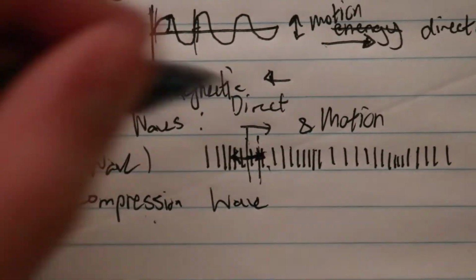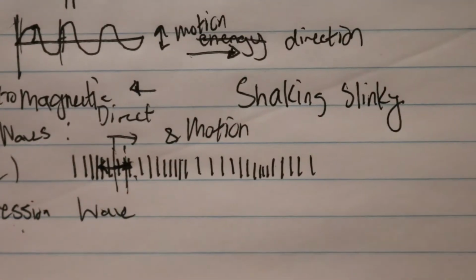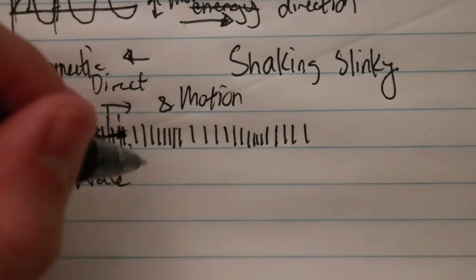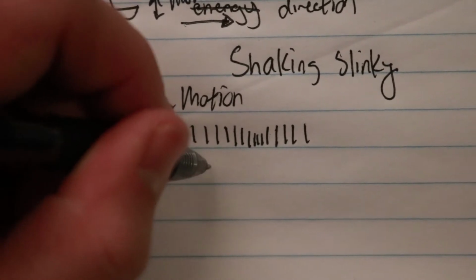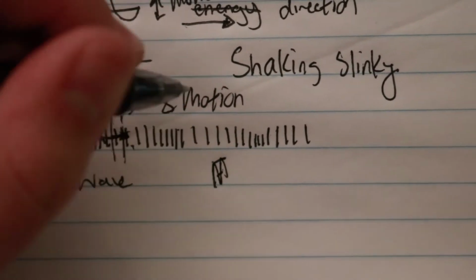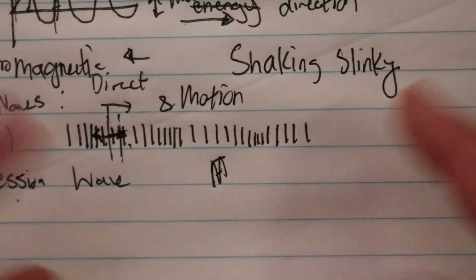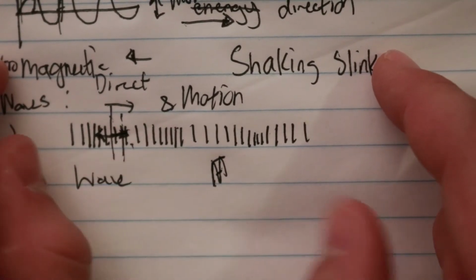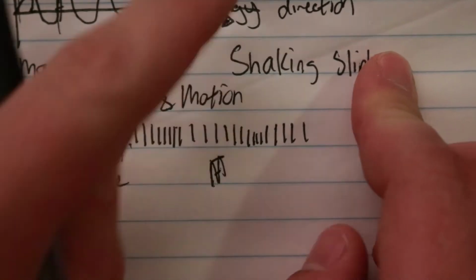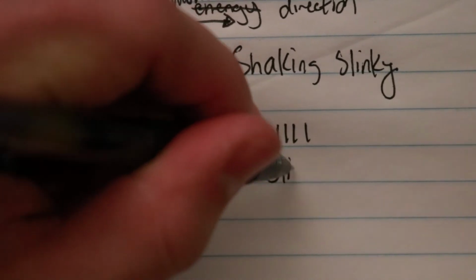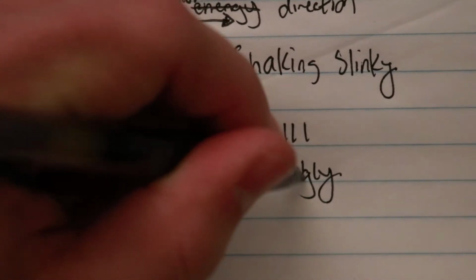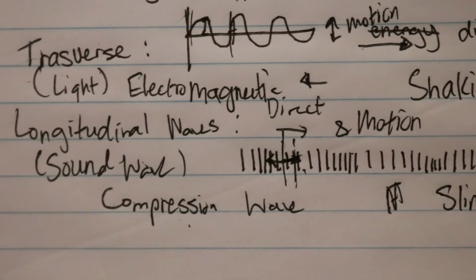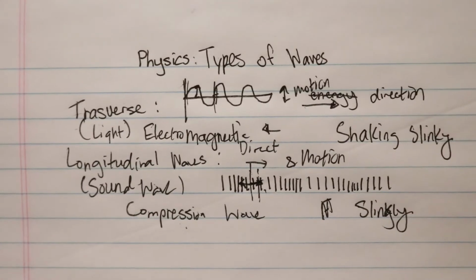To visualize this, a transverse wave would be like shaking a slinky. I know you guys can't see, but a compression wave would be like, if you had a slinky and I stretched it out and then pulled it back, it goes back and forth like this, not up and down. So this would be just a slinky. And those are the two types of waves for physics.